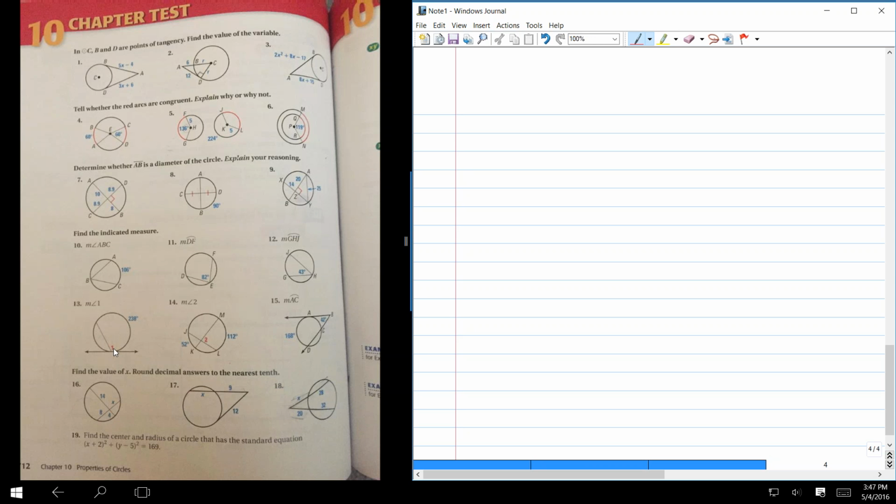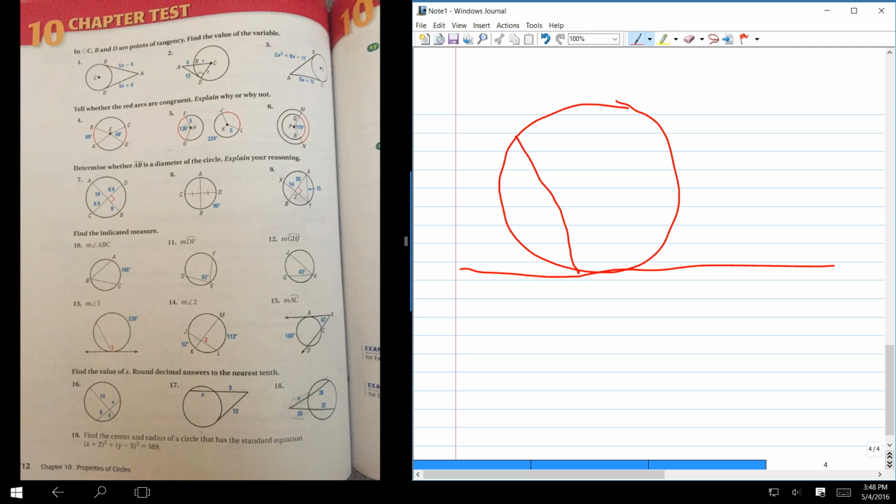In other words, angle 1 is half of 238. So 122 divided by 2. No, 238 divided by 2. But isn't it asking... Oh, it's not asking. Let's talk about this, because this is an easy one to forget, and I can give you a way to always remember.